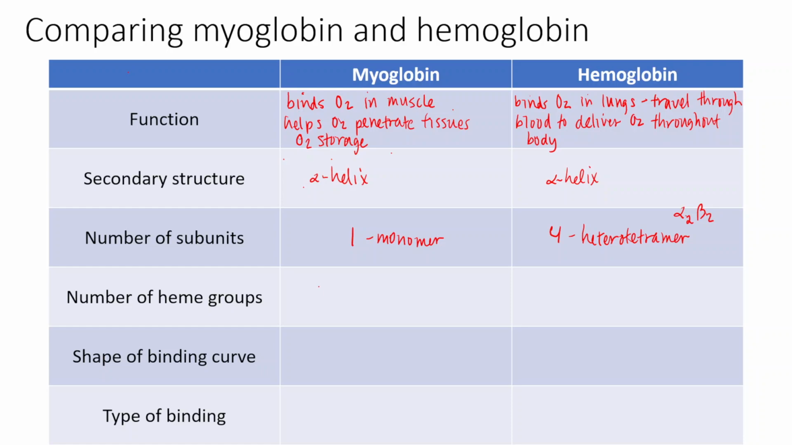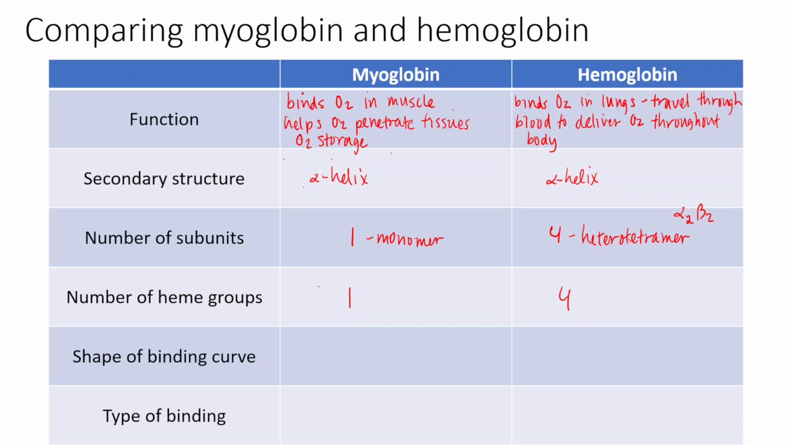All right, so that brings us to a related question, which is how many heme groups do we see in each of these proteins? Exactly, yeah. So there is 1 heme group in each subunit. So myoglobin, 1 subunit, 1 heme group. Hemoglobin, 4 subunits. Each subunit has its own heme group. We've got 4 heme groups per hemoglobin.